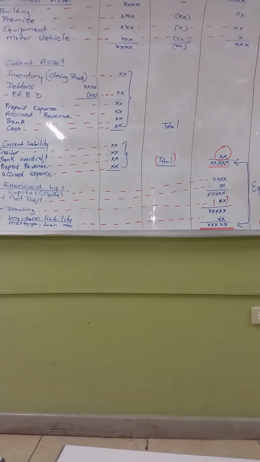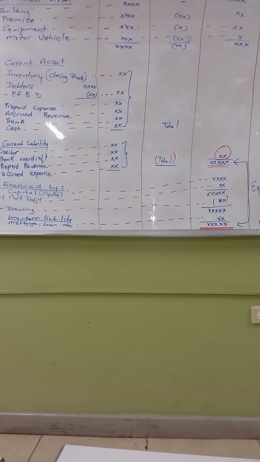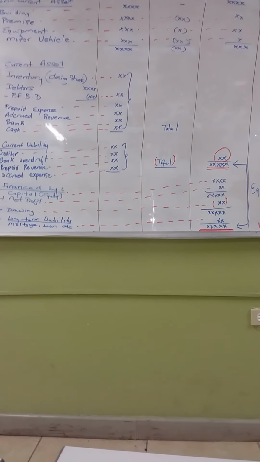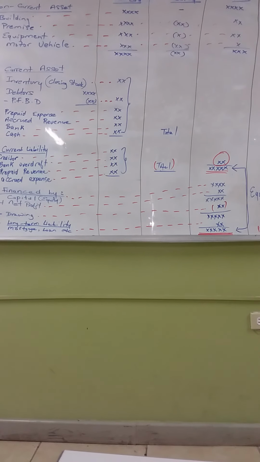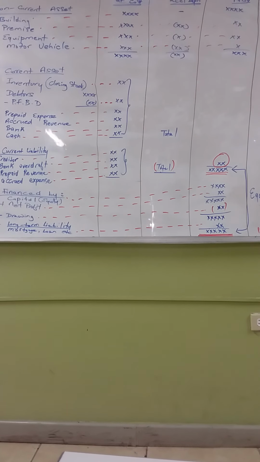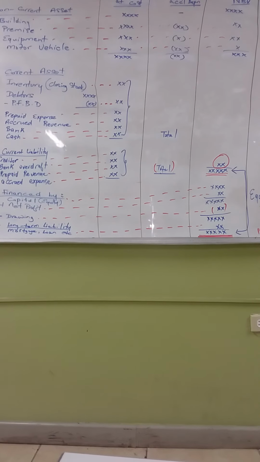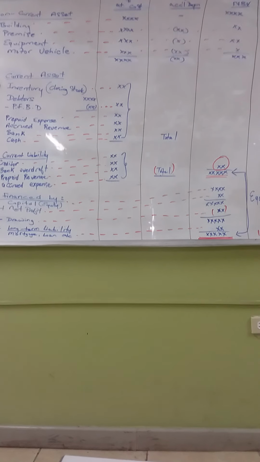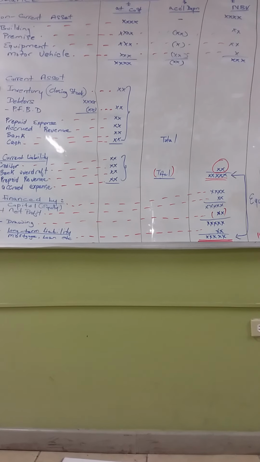Then we do what? We add our net profit. Where is that net profit coming from? It is coming from the income statement. So the last figure that you would have had in the income statement is the figure you're going to carry over to your finance buy and add to your capital. So whatever your capital was, if your capital was, say, 500,000, you add your net profit, which is coming from your income statement, then you would have got a total.